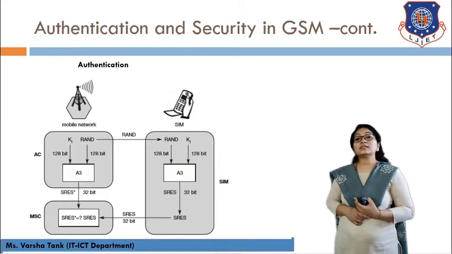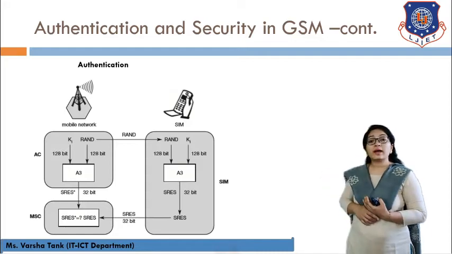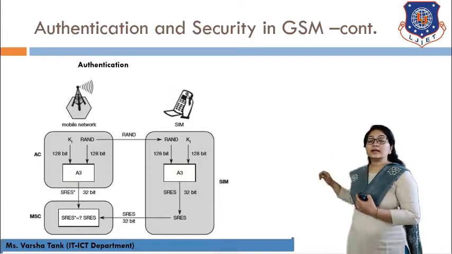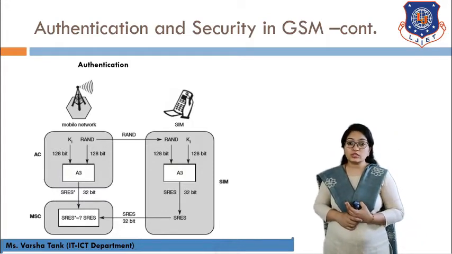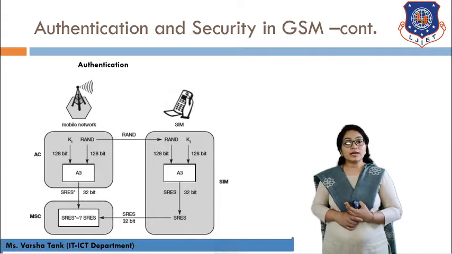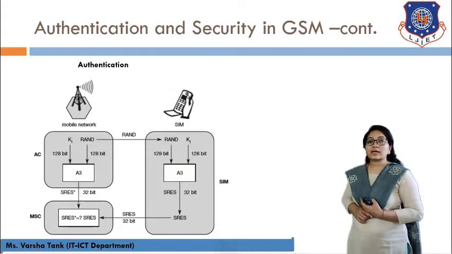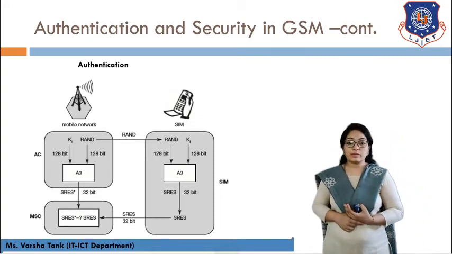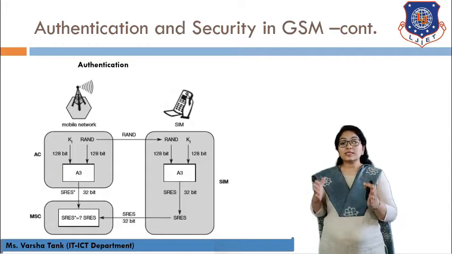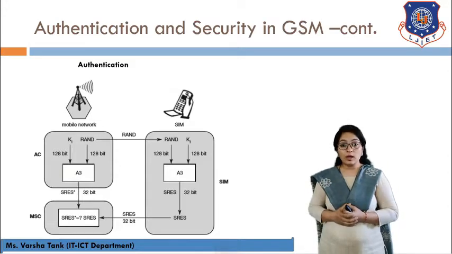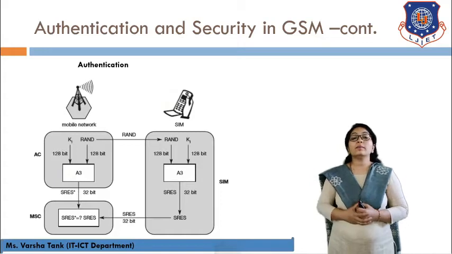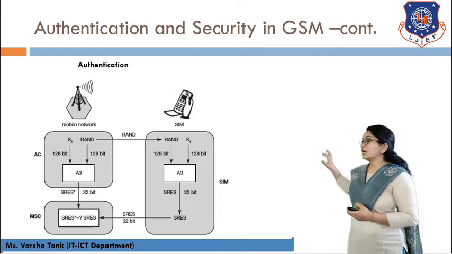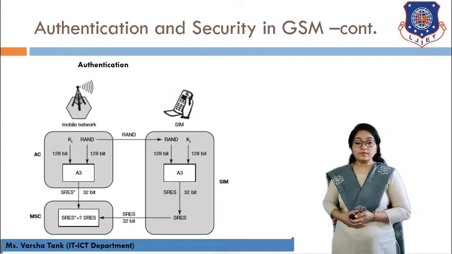So at the SIM card side, one signed response is generated, and that signed response will be given to the MSC. The same signed response will be generated by the AC, and the authentication center will send this signed response to the mobile switching center. Now the mobile switching center will compare both signed responses, coming from the authentication center as well as from the SIM card. When both signed responses are equal, then and only then the call will be established. Otherwise the call will not be established. This is how authentication is done in GSM.